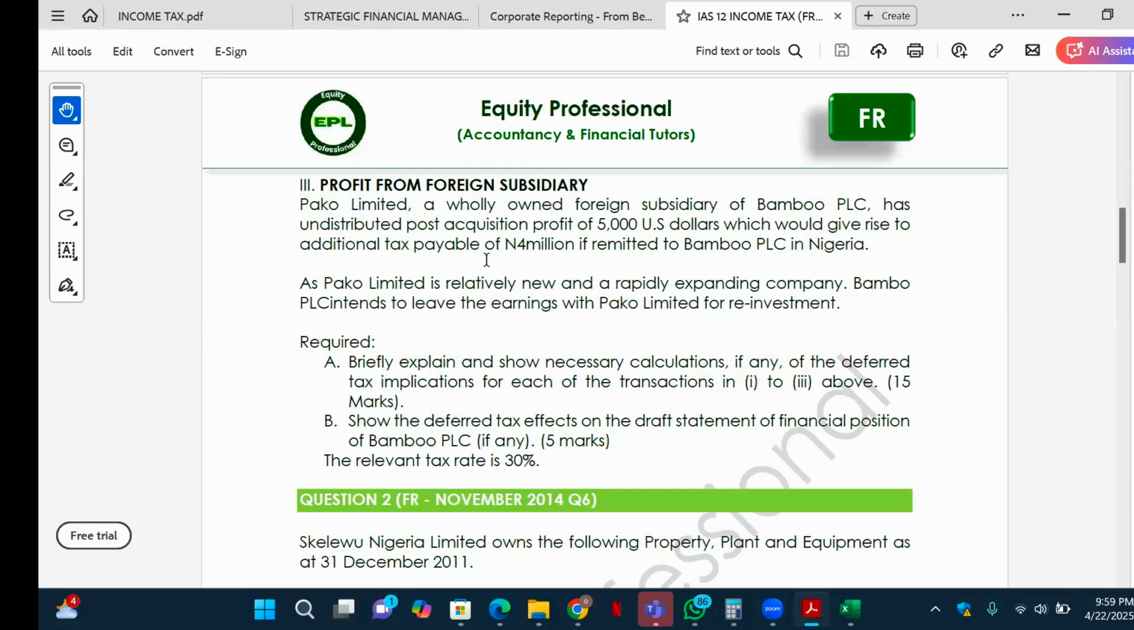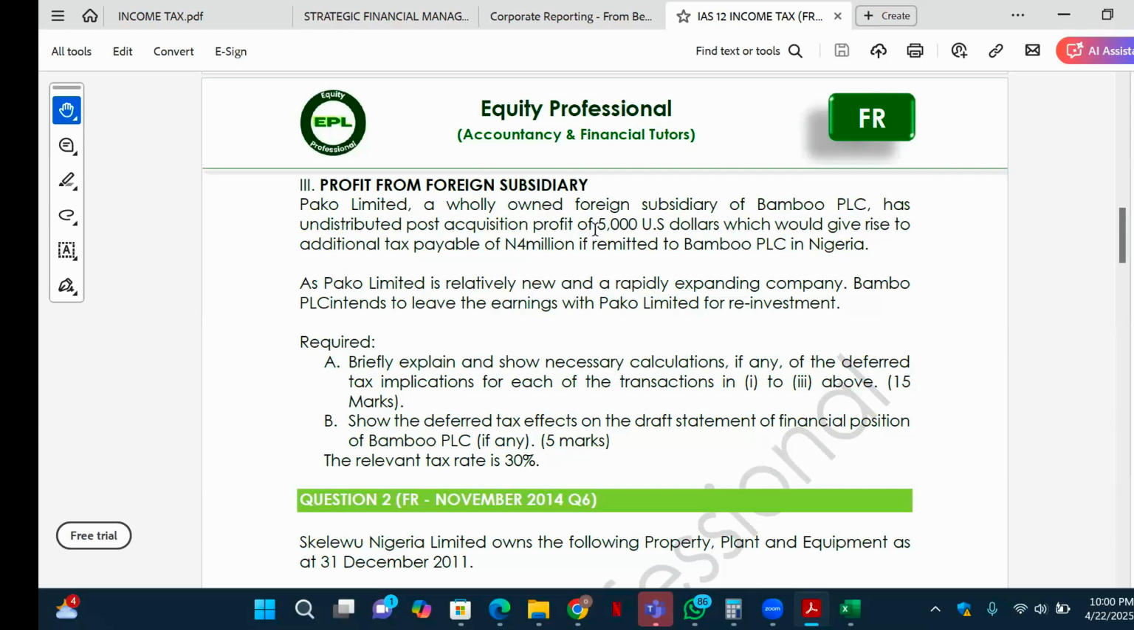So let's assume Aisha PLC is a foreign subsidiary of Equity Professionals. We just started that company, and now Aisha PLC has made $5,000 in profit. Remember that company is wholly owned, meaning that Equity Professional owns Aisha PLC 100%. So they can decide to receive all of this $5,000, and they can decide not to receive it, for Aisha PLC to retain that profit as a reinvestment into the business. If Equity Professional decides to receive the profit now, they will be liable to pay 4 million naira tax. That's the tax payable on that dividend.